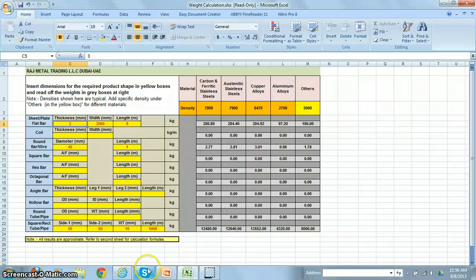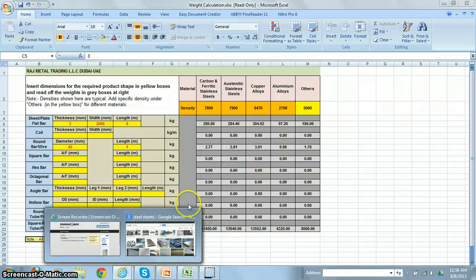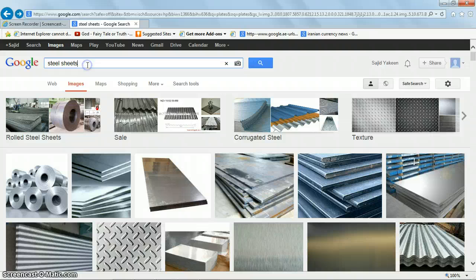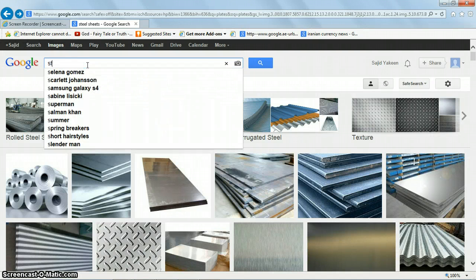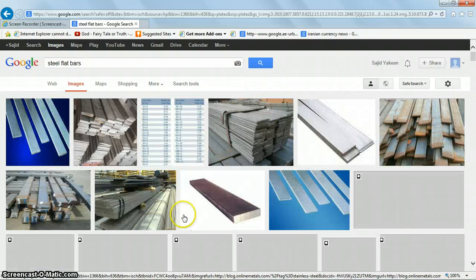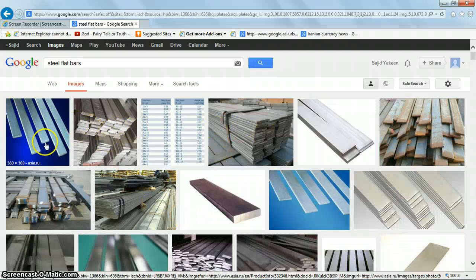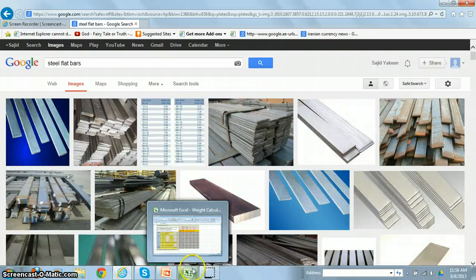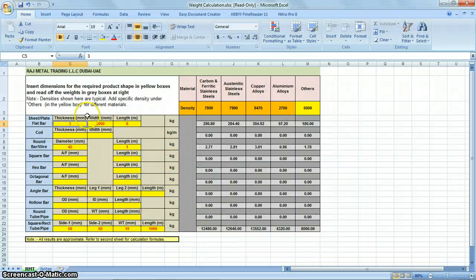Okay, and let me show you flat bars. Flat bars are like this. Steel flat bars. Now this is what flat bars look like. Fine. Alright. So you need thickness, you need width, and you need length, whether it's a flat bar, a plate, or a sheet.